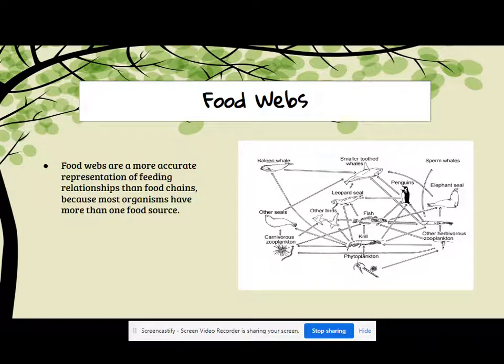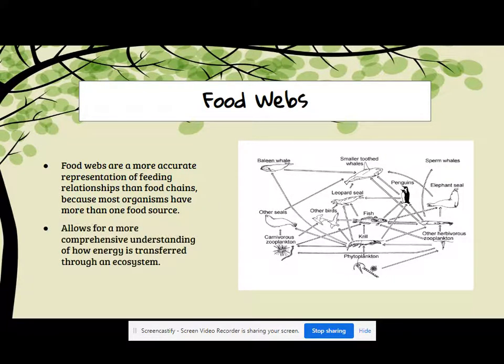Food webs are a more accurate representation of what's going on than a food chain because most animals eat more than a single thing. For example, fish are eaten by a whole bunch of different things. You can't have the penguin above the fish and the leopard seal above the fish because then where are you going to put the birds? So while it looks like a giant, huge mess, wherever the arrows go, that's where the energy goes in a food web. You follow the arrow, you follow the energy.